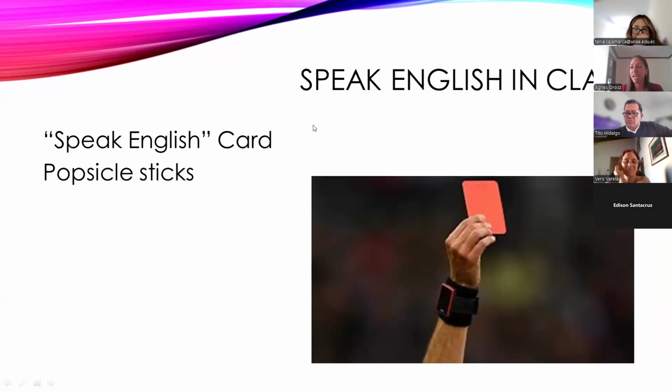So what I sometimes have is what I call a speak English card in class, and it's a red card and it's very useful. I wonder if I have it here so I can show you, but it's a red card and it says speak English. Everybody in Ecuador loves football, so they understand this. And I present it to the student who is speaking Spanish, and then they have to listen. Is there any other student speaking Spanish? And they give the card to that student. And the student who has the card at the end of the class has to do something like buy chocolates for the whole class or something like that, right?